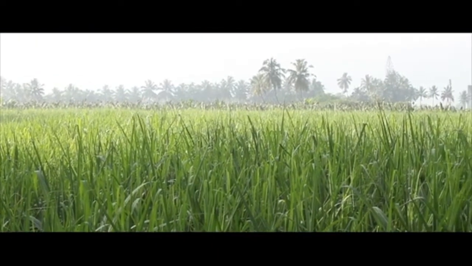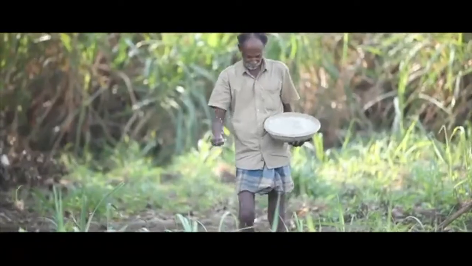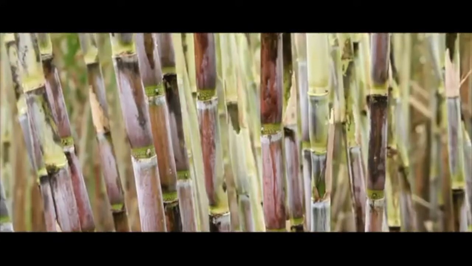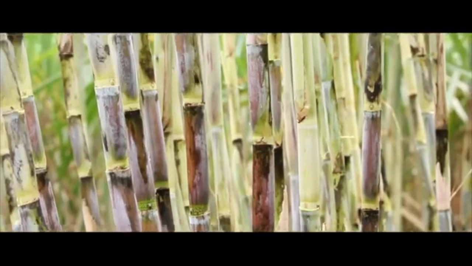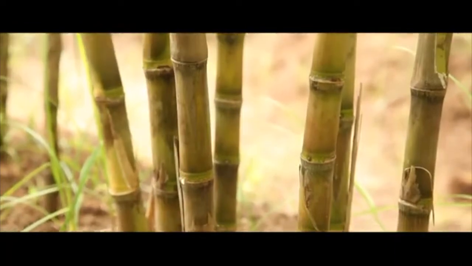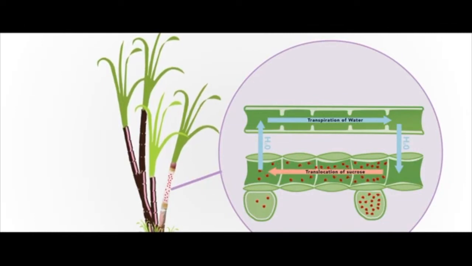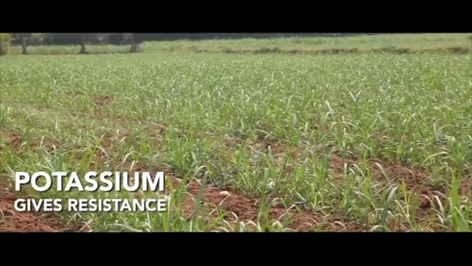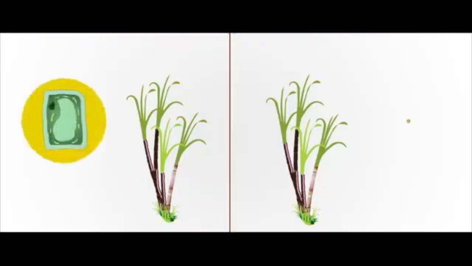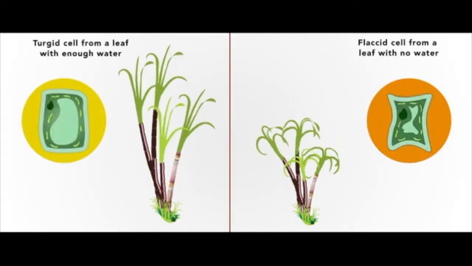Sugarcane is known as a potassium devourer due to very heavy uptake by the crop. It is required for several plant activities such as carbon assimilation, photosynthesis, and translocation of carbohydrates. It is involved in various enzymatic activities of the plant, synthesis of sugar, and its translocation to the storage tissue. Potassium gives resistance to sugarcane against pest and disease attack and lodging. It also helps sugarcane under moisture stress by maintaining cell turgidity.